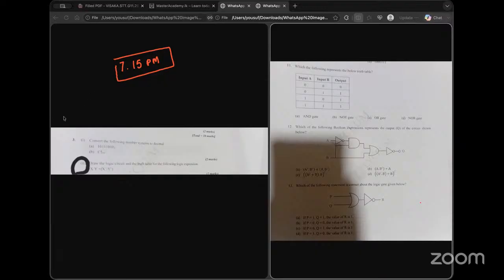We start at 7:20, yeah. I still did not pray. At 7:20 p.m. let's start.